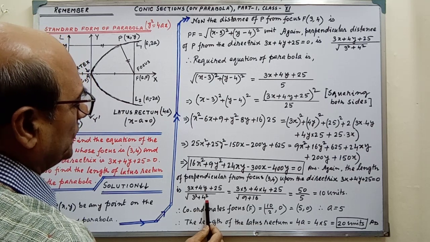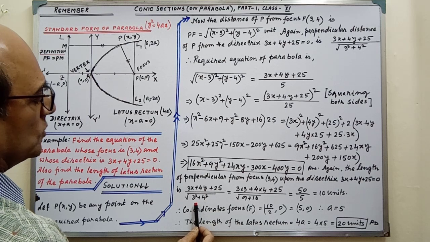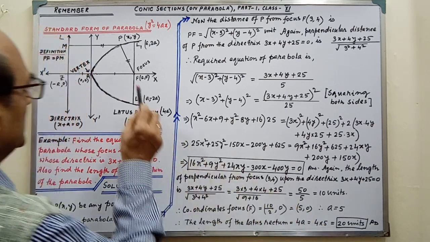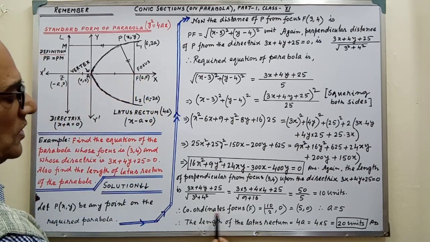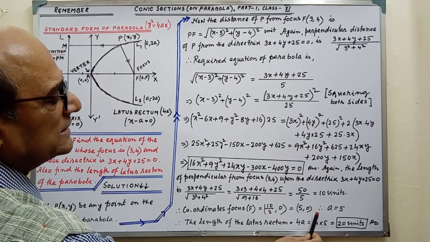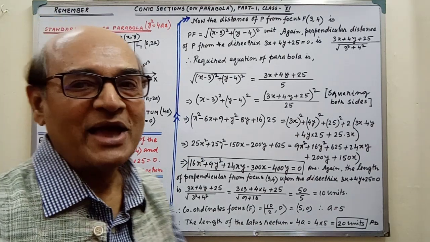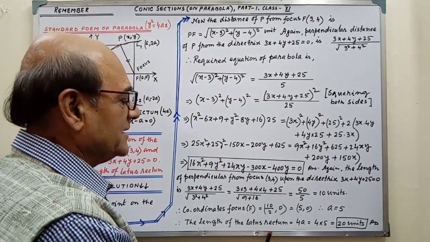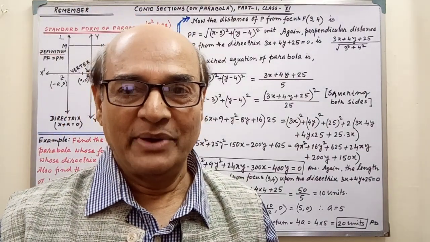So by applying the formula 3x plus 4y plus 25 divided by root over 3 square plus 4 square, and simplifying, we get 10 units. Half of this 10 units will be a. So coordinates of focus 10 by 2, 0, that is 5, 0. Therefore a equal to 5. Now we have to find the length of latus rectum. Therefore length of latus rectum 4a, 4 into 5, that is 20 units. Sum is completed. Very simple.